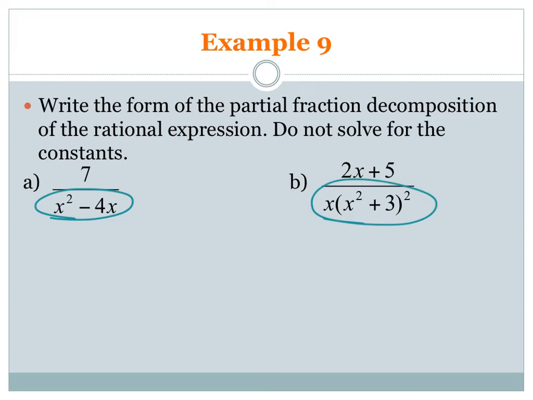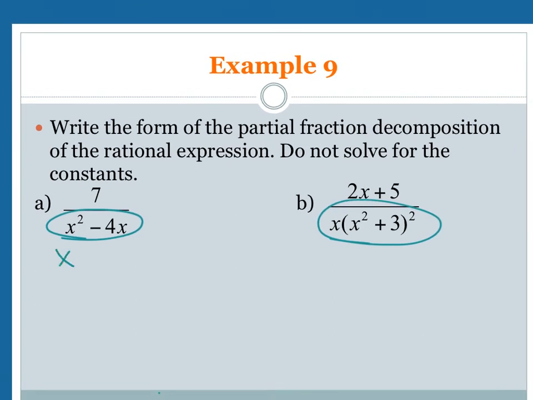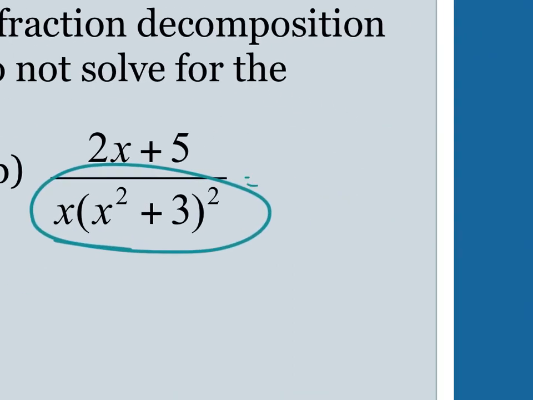First of all, the first one's not factored yet. We've already done this. We factored this one. This would be x and then x minus 4. Is there a repeated factor there? No. So this just gets your a over x and b over x minus 4. But when you look at b, okay, there are 2 x squared plus 3. So this would be a over x plus b over x squared plus 3, plus c over x squared plus 3 squared. So you got to build it up until you get to the exponent that's there.